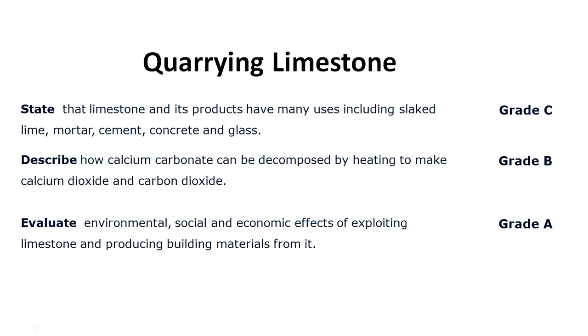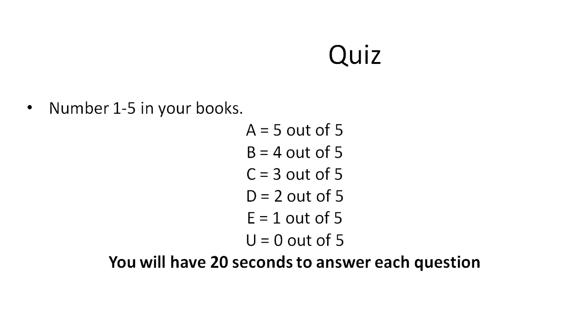So now you should be able to state the different uses of limestone, describe how calcium carbonate can be decomposed to make calcium oxide and carbon dioxide, and evaluate environmental, social and economic effects of exploiting limestone and producing building materials from it. Now we will complete a short quiz to check our understanding.